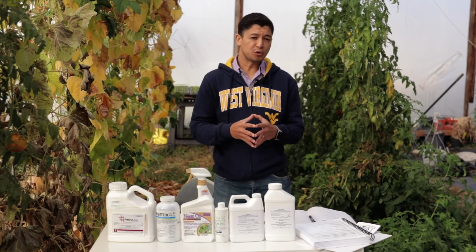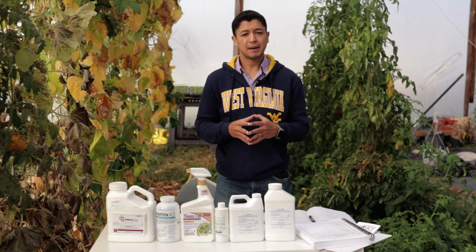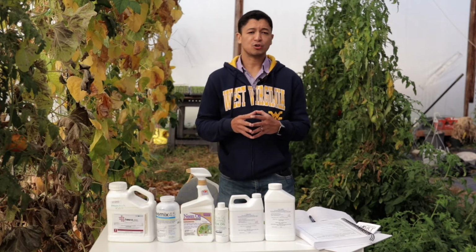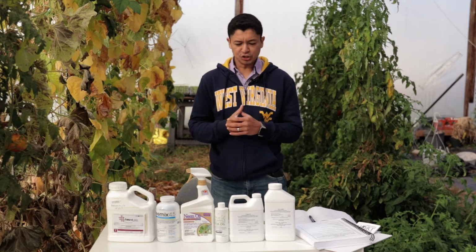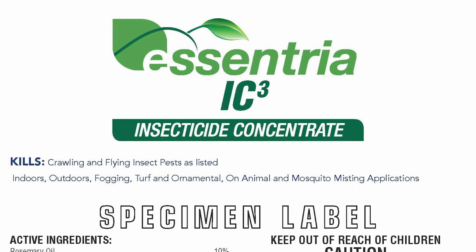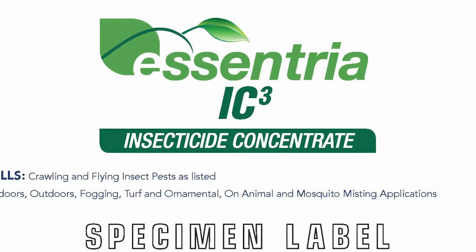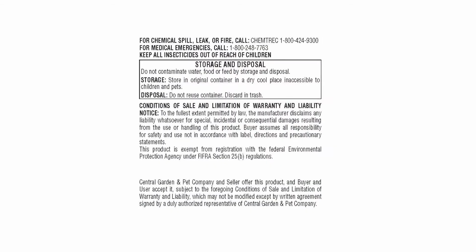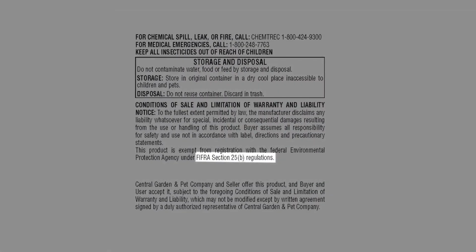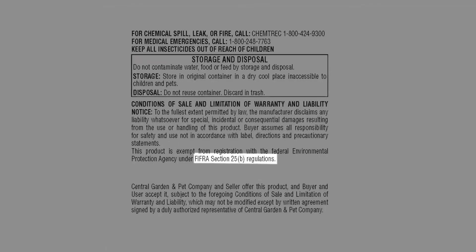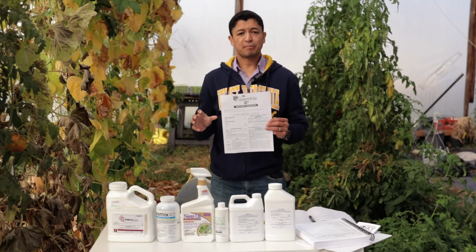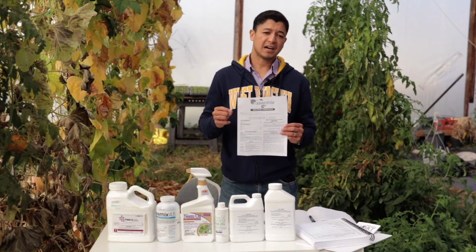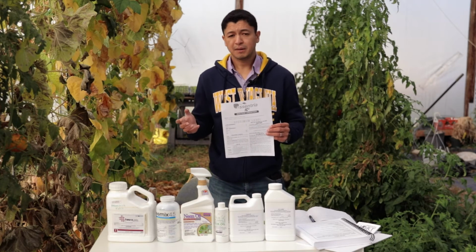So the third group is a 25B pesticide, also known as a minimum risk pesticide. I have an example of a label right here. These pesticides don't need a lot of research from the EPA because they already have a list of the products that can be used as a 25B pesticide.